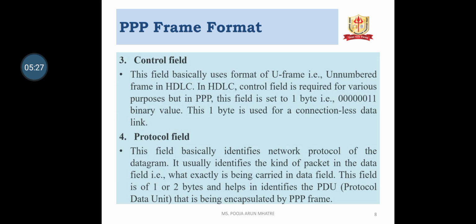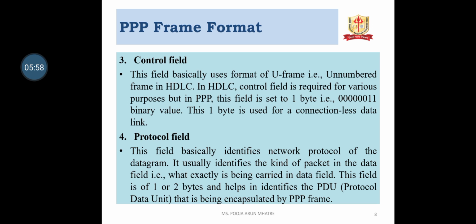Next is the control field. This field basically uses the format of the U frame, that is the unnumbered frame in HDLC. In HDLC, the control field is required for various purposes, but in the point-to-point protocol this field is set to 1 byte, that is 00000011 binary value, and this 1 byte is used for the connectionless data link.